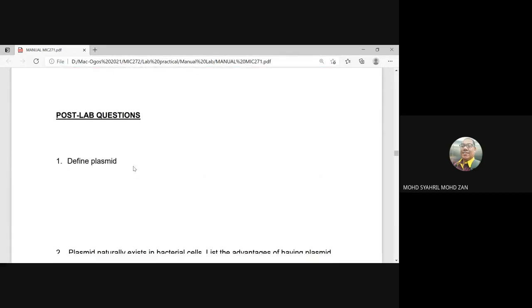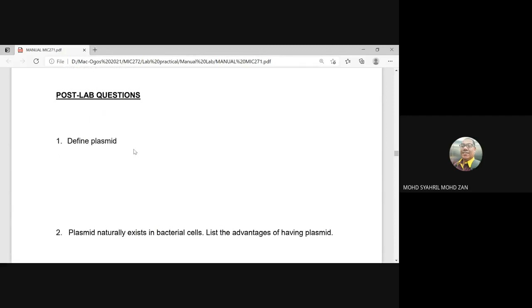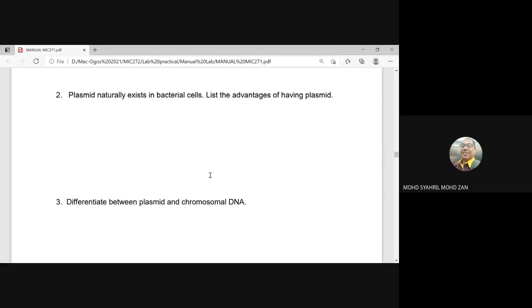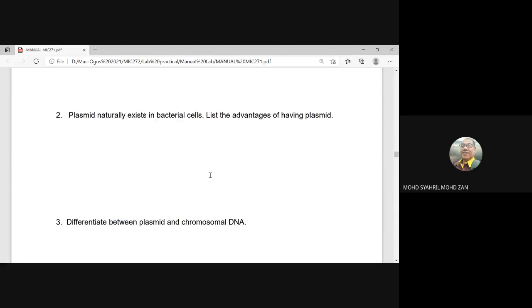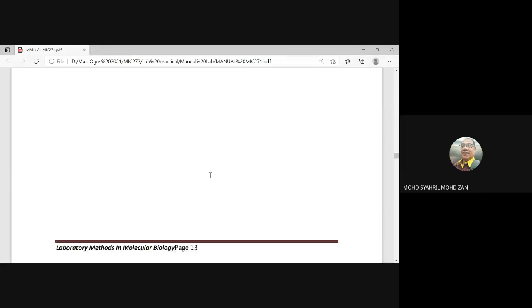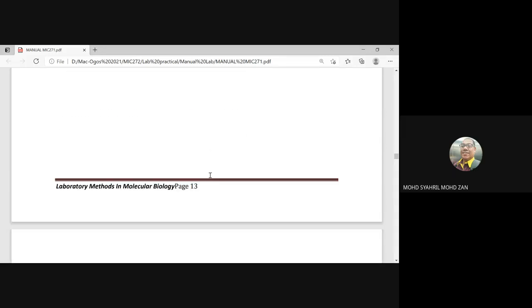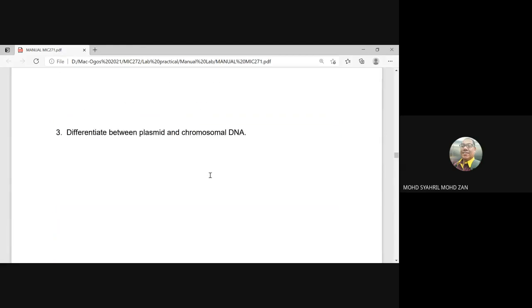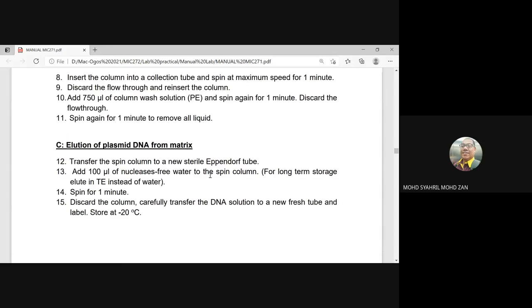Okay, number 1, define plasmid. Alright. Number 2, plasmid naturally exists in the bacterial cells. Okay, list the advantages of having plasmid. Okay, so kenapa bakteria perlukan plasmid? Number 3, differentiate between plasmid and chromosomal DNA. Right? Okay, all right.